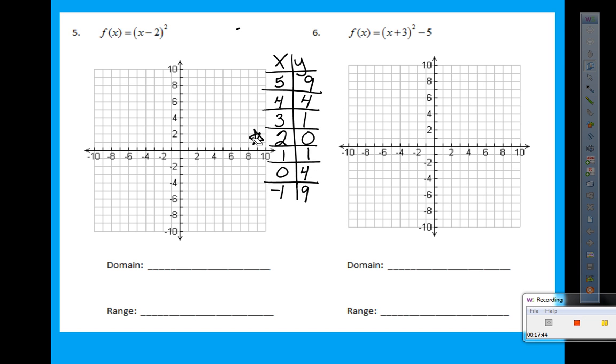Hey, now, check out your graph before you draw it. It's back to a parabola, so I should see something with some curvature in it. So over 5 up 9. Over 4 up 4. Over 3 up 1. Over 2 up 0. I got 1, 1. I got 0, 4. And I got -1, 9. Connect those dots with a smooth curve, not a V.